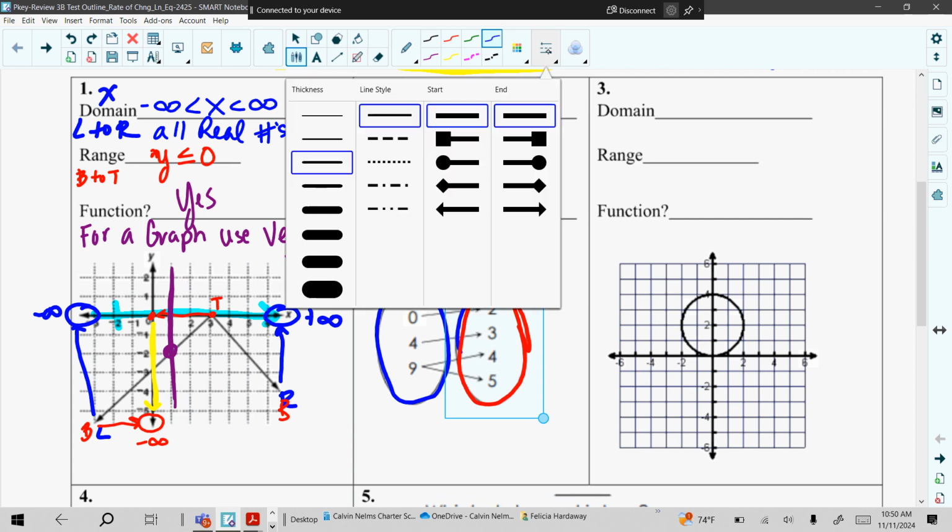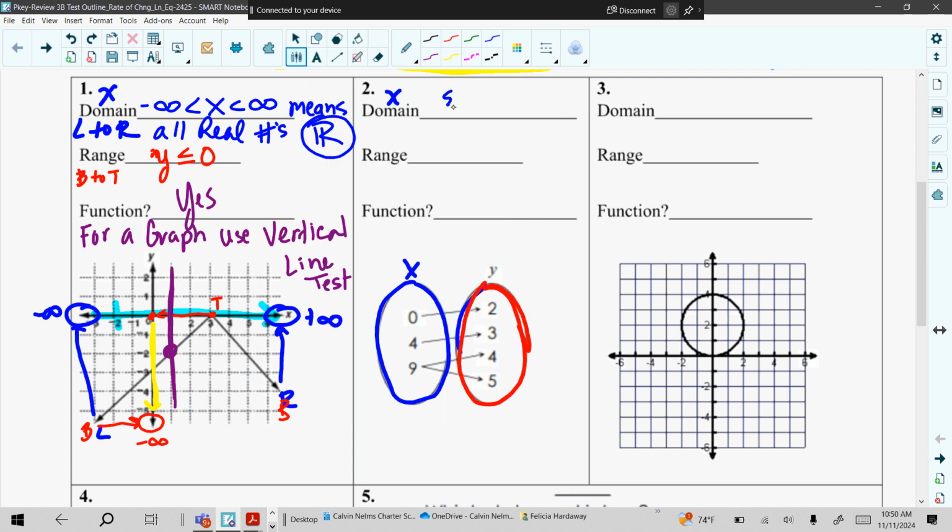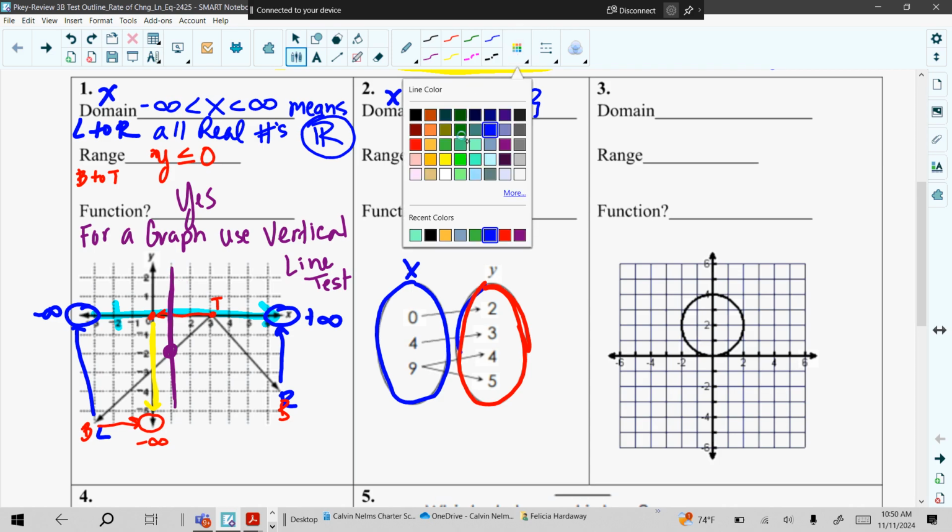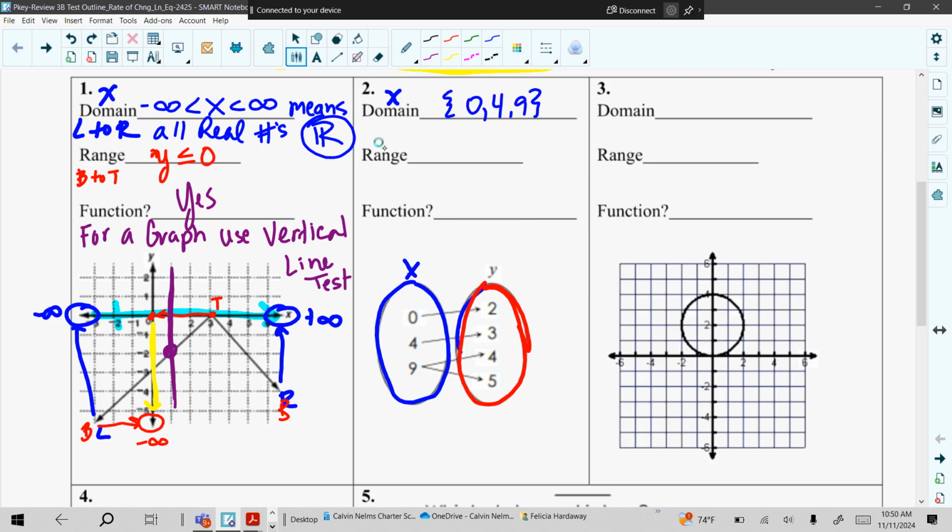This is when we use a little bracket and we list the values of the domain. 0, 4, 9. Done. Now we do our values for our range. 2, 3, 4, and 5. Now we have to look at the mapping to determine if it's a function or not.